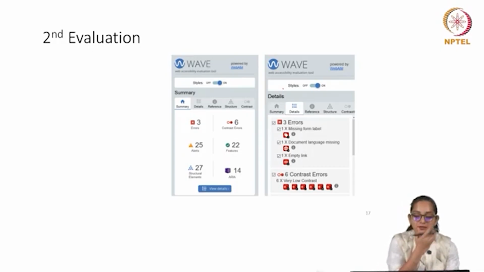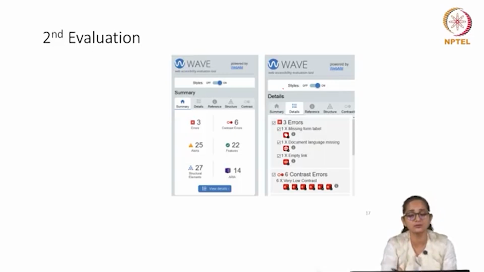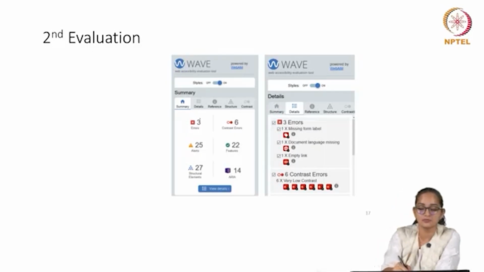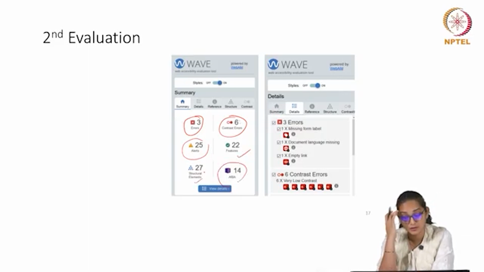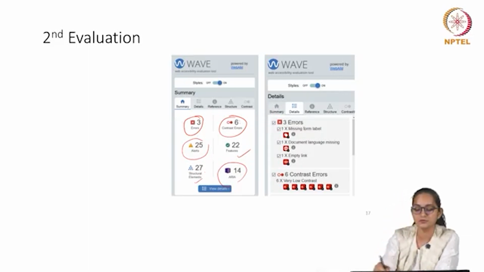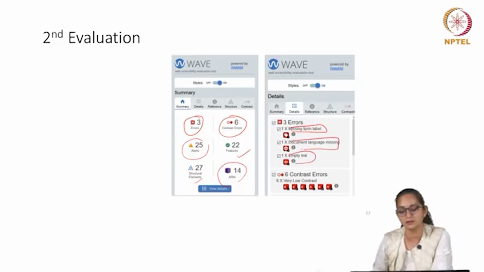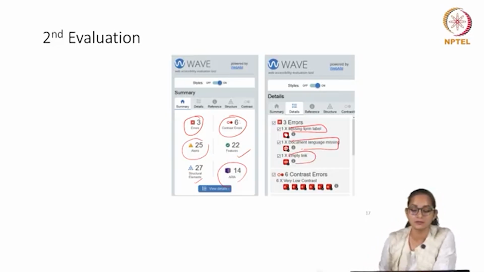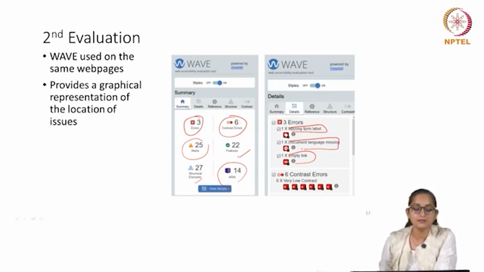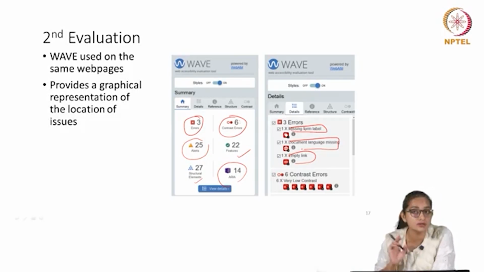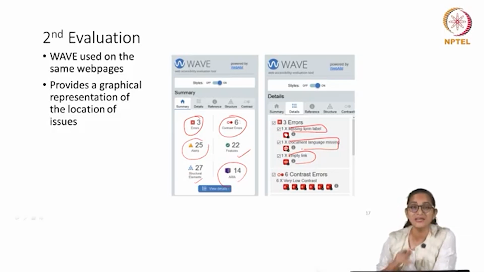So, the moment you add the link to the interface, it tells you how many errors, how many contrast errors, how many alerts, how many features are compliant, how many ARIA issues, how many structural elements, right? And it gives you links to things like a missing form table, document language is missing, there's an empty link. So it gives you all of these details about that page. It provides a graphical representation of the location of issues, which can be a very useful next step.